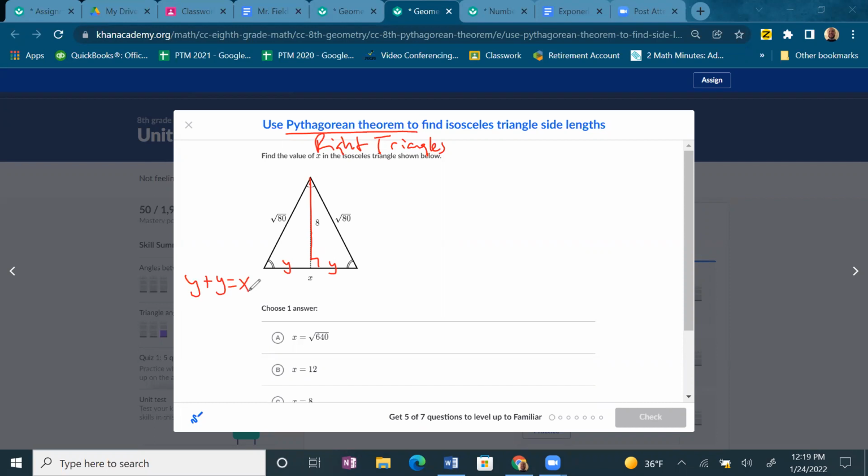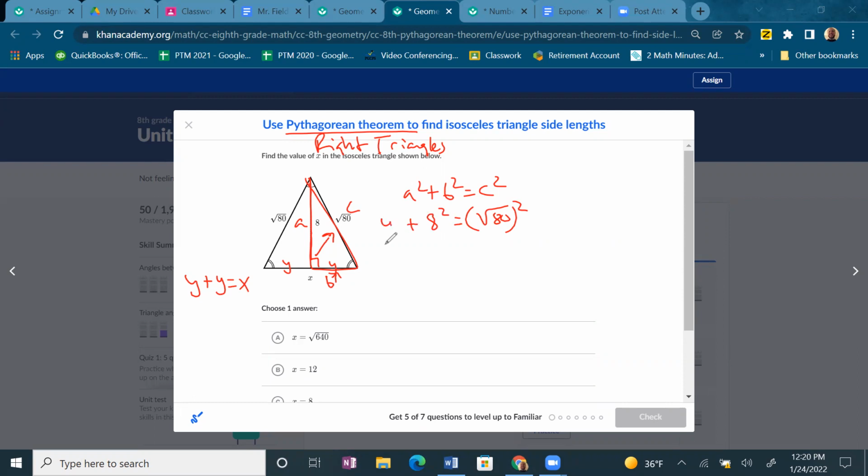So what we're going to do is focus in on one of the halves, and use the Pythagorean theorem. Across from the right angle is our c, and then a can be the 8, and b will be our y. Okay, so a squared plus b squared equals c squared. The square root of 80 squared, b is 8.